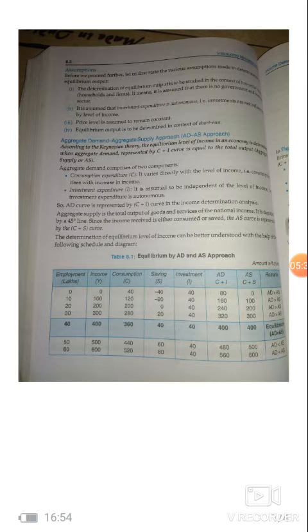Now let us discuss the second approach, that is the saving and investment approach. Saving, as you know, the saving curve starts from the negative y-axis, intersecting the x-axis and moving to the positive with an upward slope. Again, the saving curve is also upward sloping, but it starts with the negative.